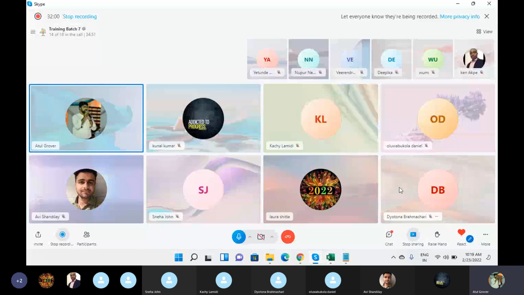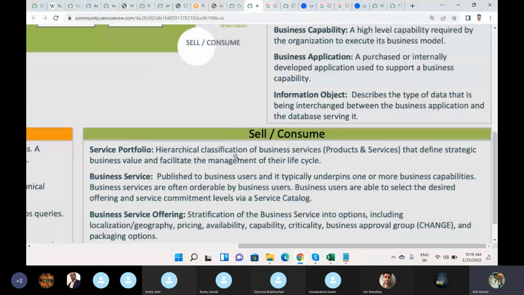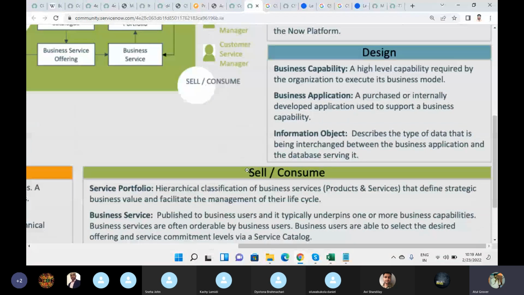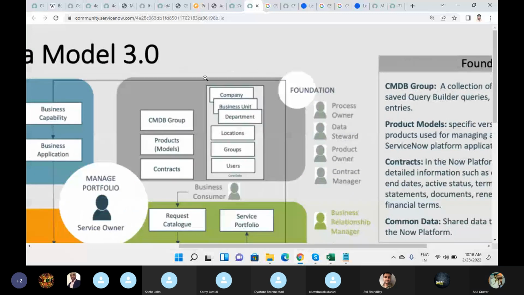Okay, good. Now let's go to the next step. When we have an offering for the customer, then we have to maintain the data as well. Foundation data, we all know: user, group, location, departments, company contracts, CMDB models, groups, all this becomes my foundation data. I'm not going into depth because we already know a lot of things here.